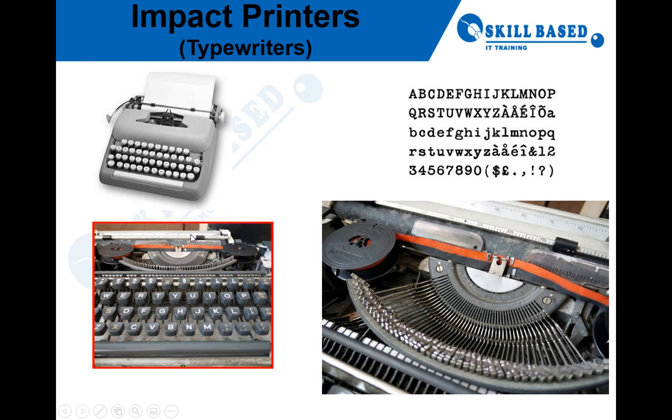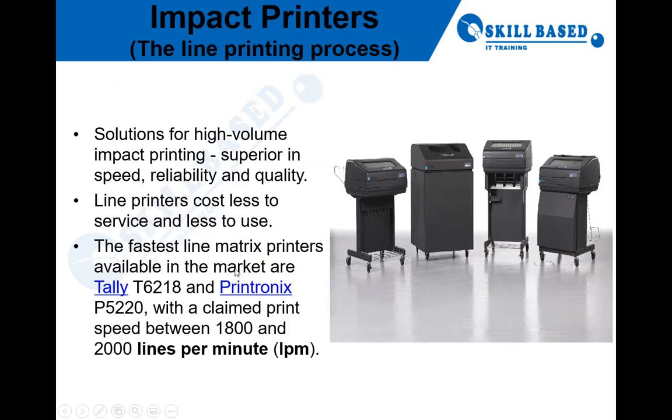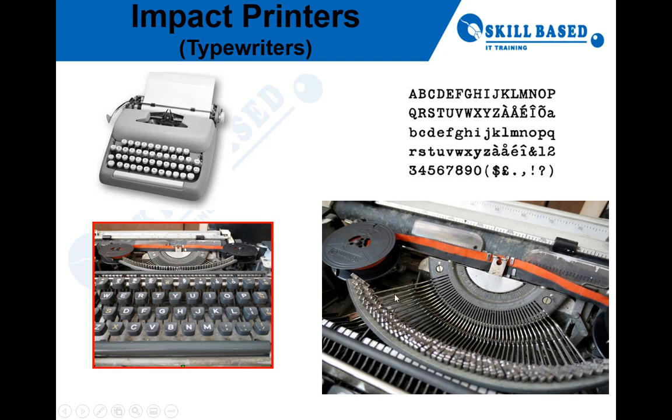It's different from the daisy wheel. The daisy wheel is in a daisy shape, but the typewriter is not in a daisy shape. It's like just half of it, and all this is the mold of the characters. Same thing goes for daisy wheel printers: the characters are fixed. Big or small, the size is fixed, and the font type is also fixed.